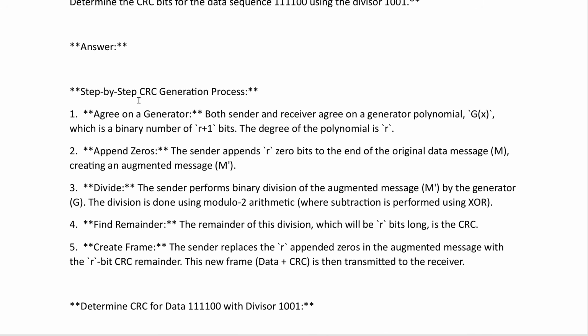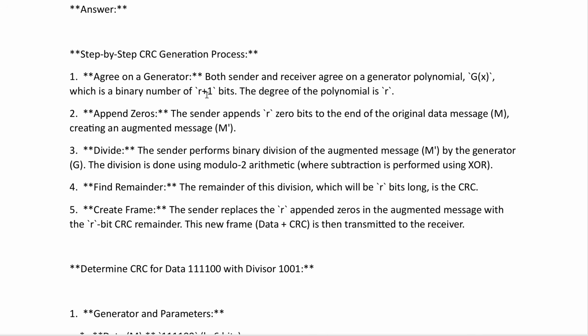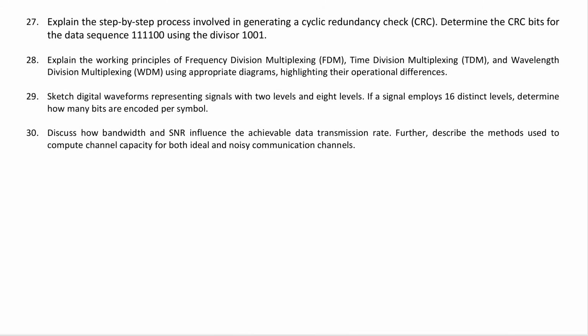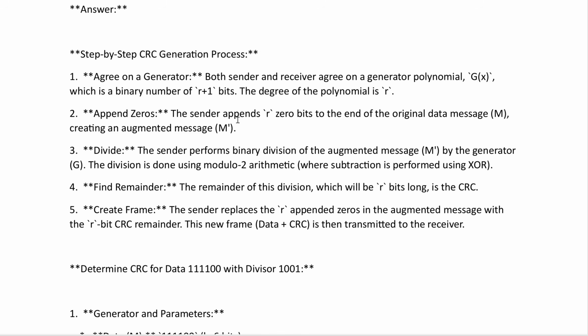So this is the step-by-step CRC generation process. First of all, agree on a generator. Both sender and receiver agree on a generator polynomial, which is a binary number of r plus 1 bits, that is, the degree of the polynomial is r. Append zeros: the sender appends r zero bits to the end of original data message M, creating an augmented message M dash. Divide: the sender performs binary division of the augmented message M dash by the generator G. Division is done using modulo 2 arithmetic, that is, subtraction means XOR. Find the remainder: the remainder of the division will be r bits long, and is called the CRC.